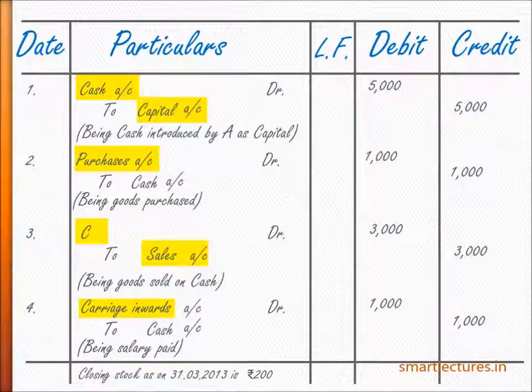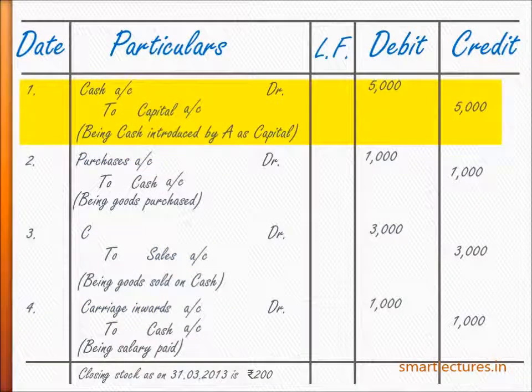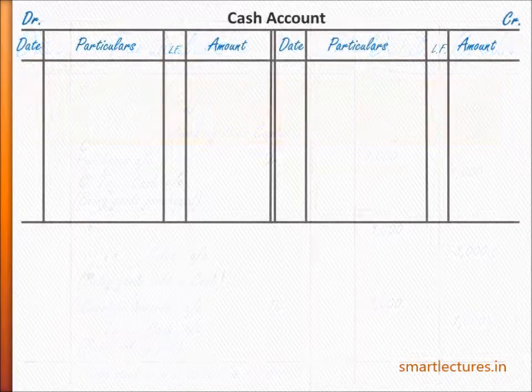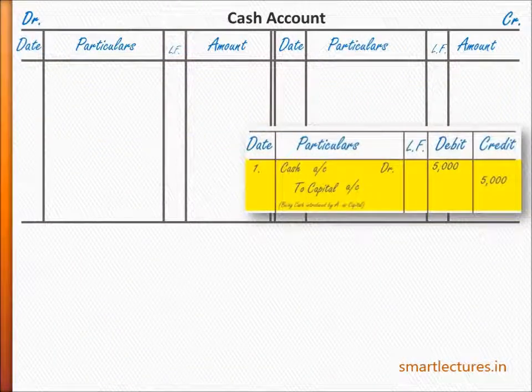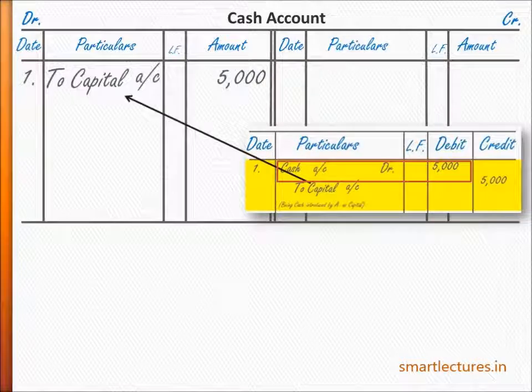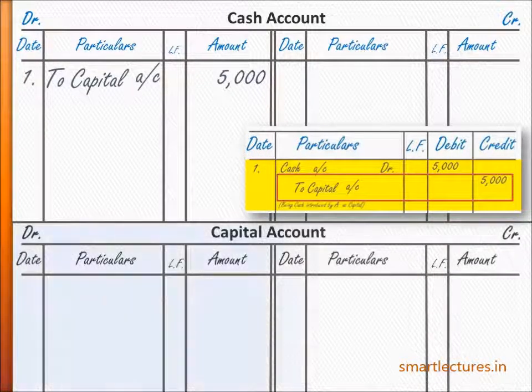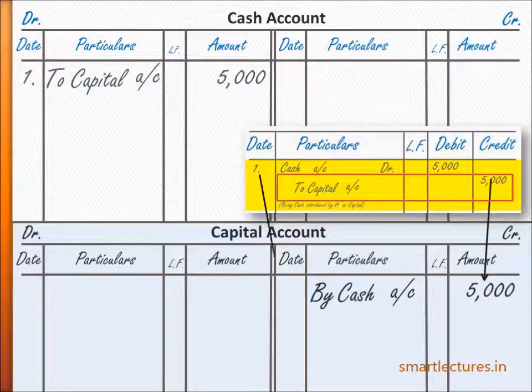Let's start ledger posting. First of all, open cash account. So first journal entry is cash account debit to capital account rupees 5,000. It means debit cash account and credit capital account. Come to the cash account. On debit side, write down to capital account rupees 5,000. And in the capital account, on credit side, write down by cash account rupees 5,000.